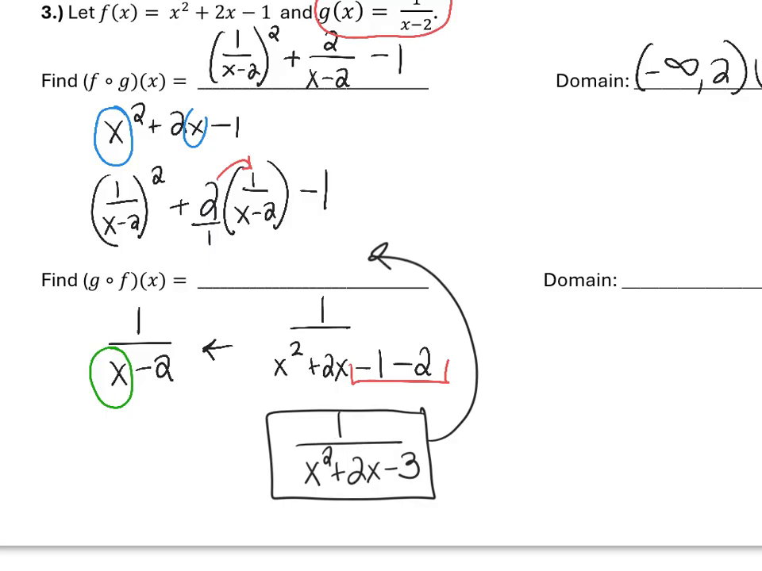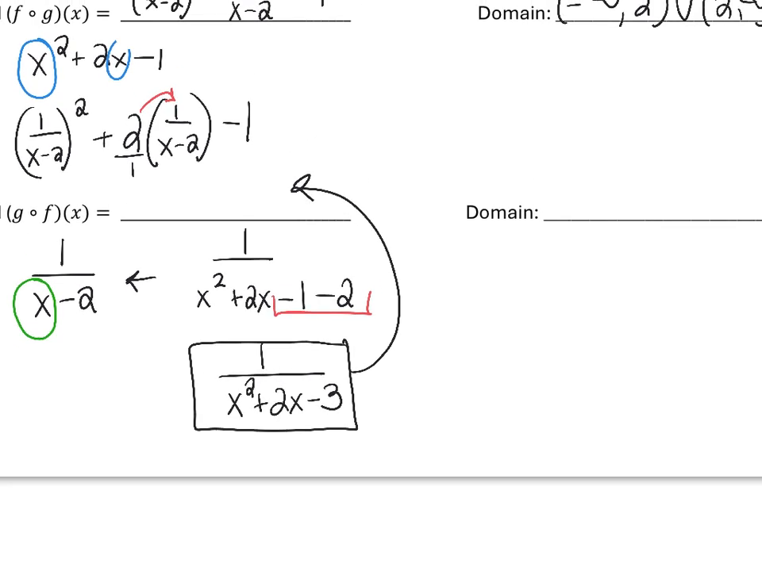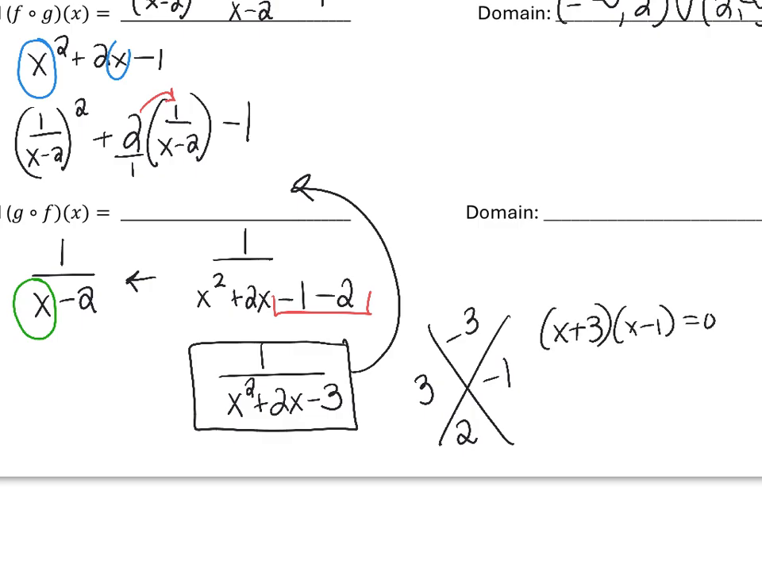Okay, are we going to have domain issues? Yes, because we have x's in the denominator. How do we figure out what they are? Factor. Negative 3, positive 1: 3 and negative 1, right? So it can't be negative 3 or 1. Good. x plus 3, x minus 1. If we set each of these equal to 0, we're going to have an issue when x equals negative 3 and when x equals 1.